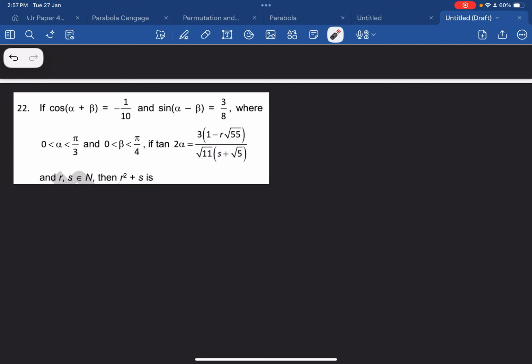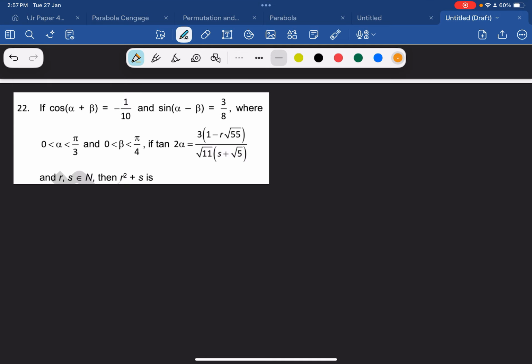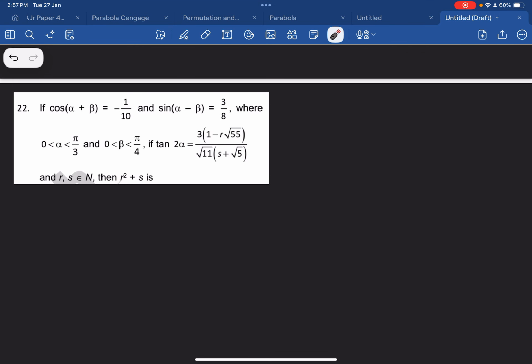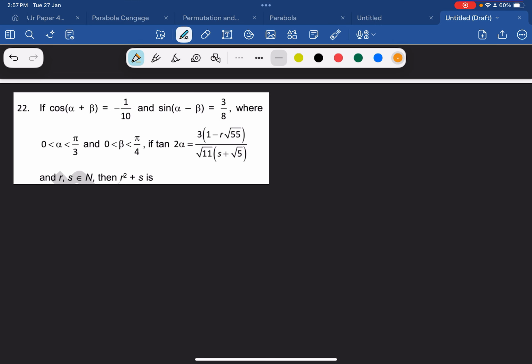If you see that cos(alpha plus beta) is given, and sin(alpha minus beta) is given, they are asking tan 2 alpha. First of all, a few pieces of information we should see: cos(alpha plus beta) is negative. Can you see that? It's negative. So if it is negative, then alpha plus beta will be what?